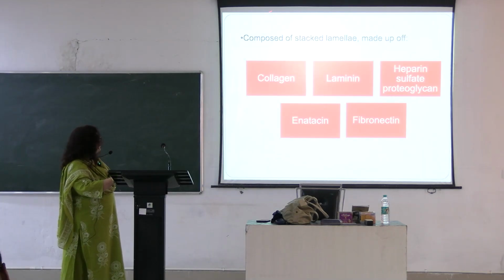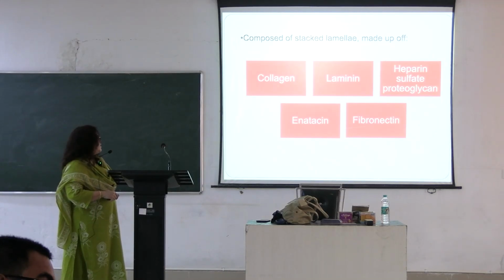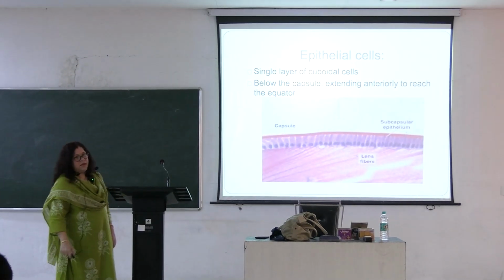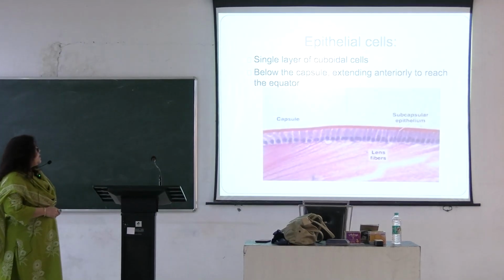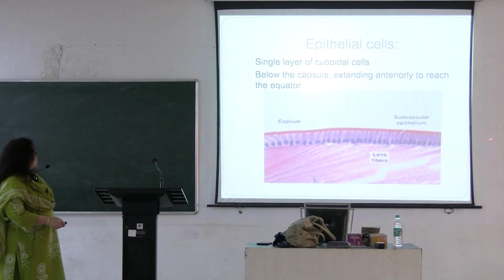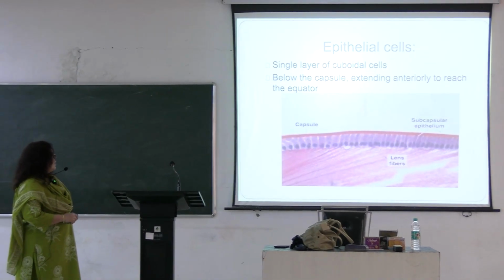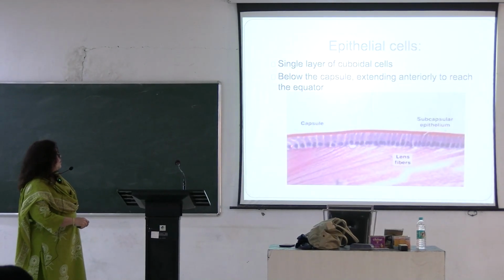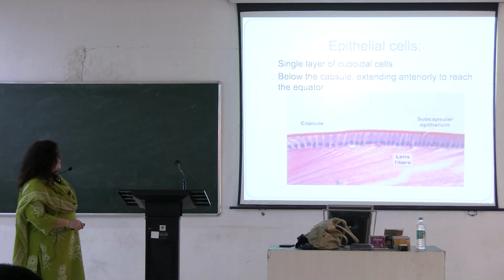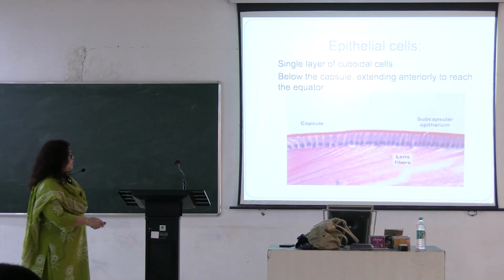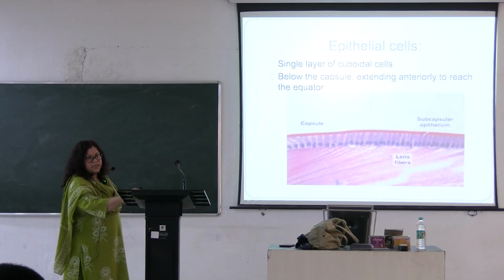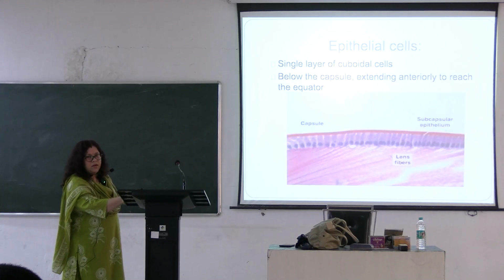It is composed of collagen, laminin, heparan sulfate proteoglycans, entactin and fibronectin. Then epithelial cells. The epithelium is a single layer of cuboidal cells. So these are cuboidal cells, and it extends below the capsule. This is the capsule, and underneath the capsule is the epithelial layer, and it extends from the center to the equator. But towards the equator, it changes into columnar cells. Here it is cuboidal cells.